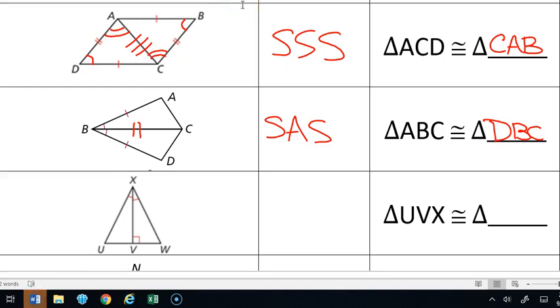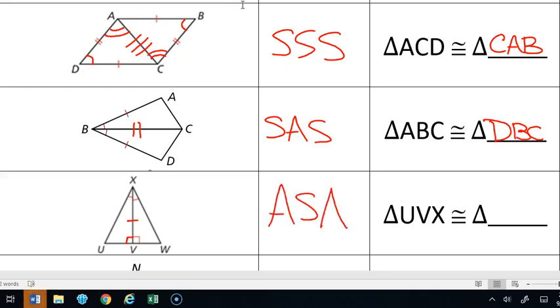All right, so the next one, the one on the bottom of the page. So here we have a shared side and we have another right angle over here. Those angles are a linear pair, so they're going to add up to be 180. So here again we have angle, side, angle. Angle at the top, side in the middle, angle on the bottom. This one is UVX is congruent with WVX.